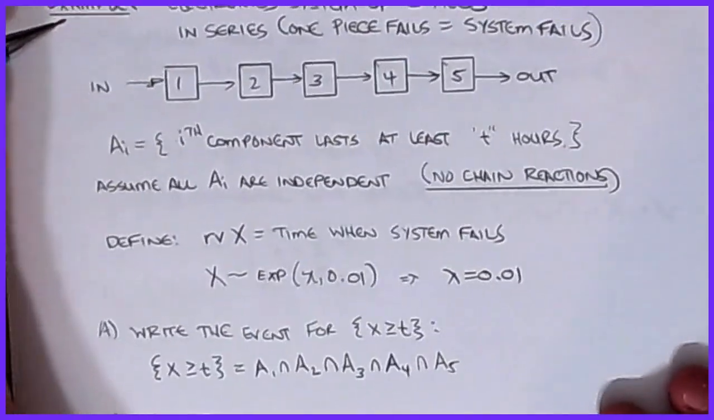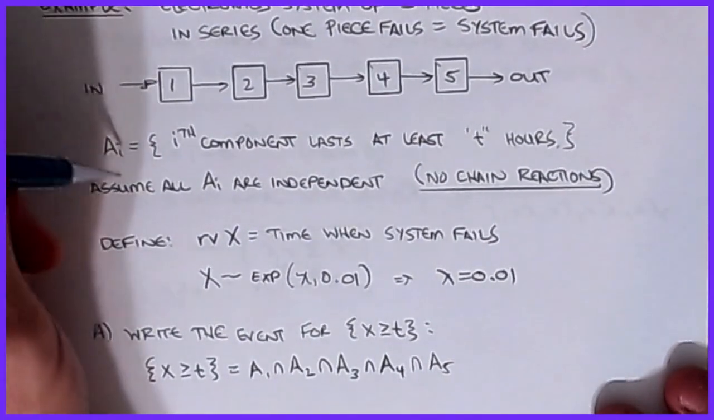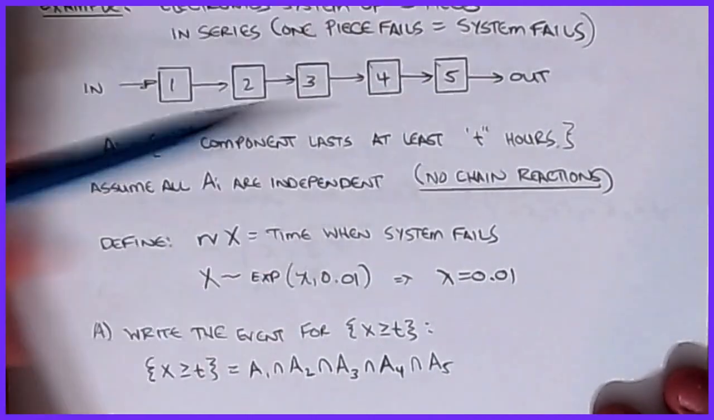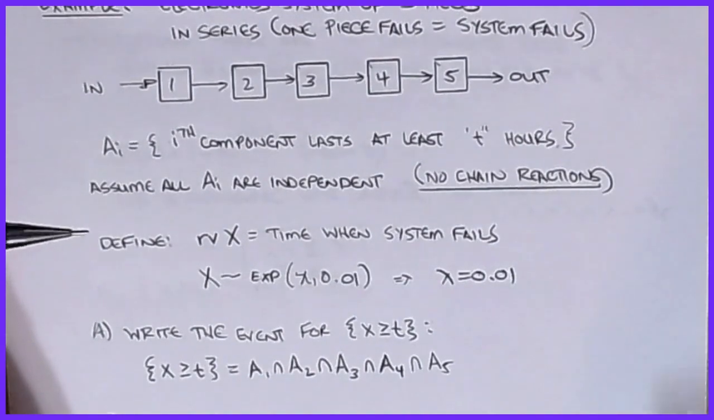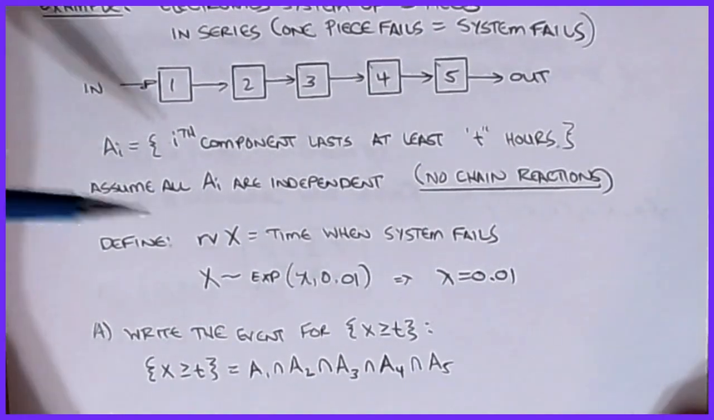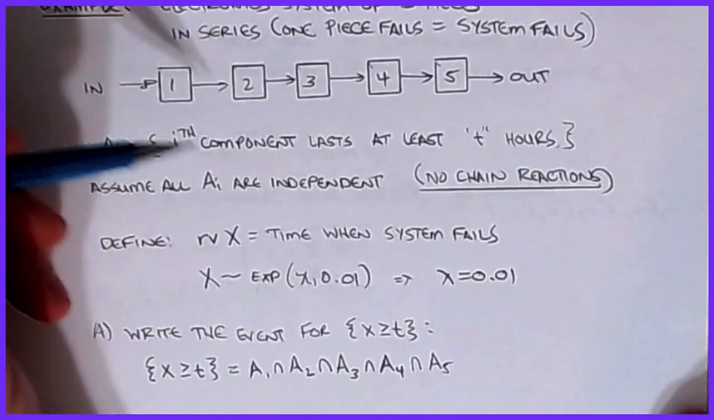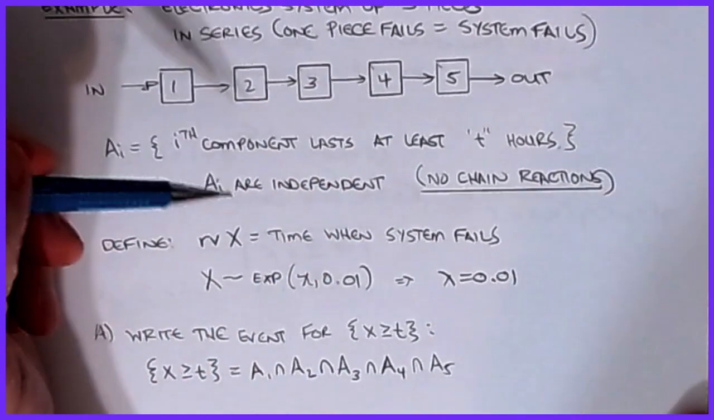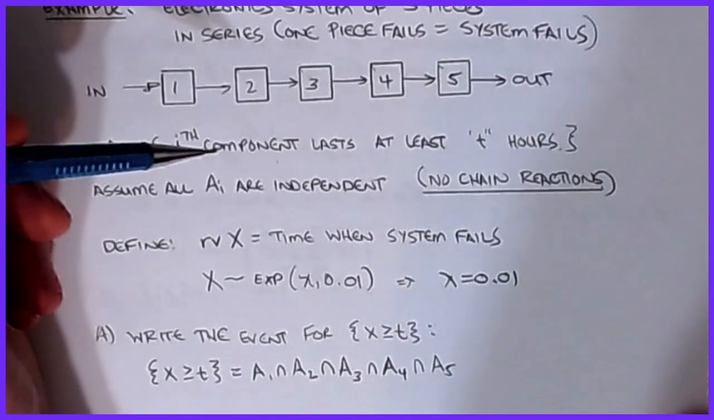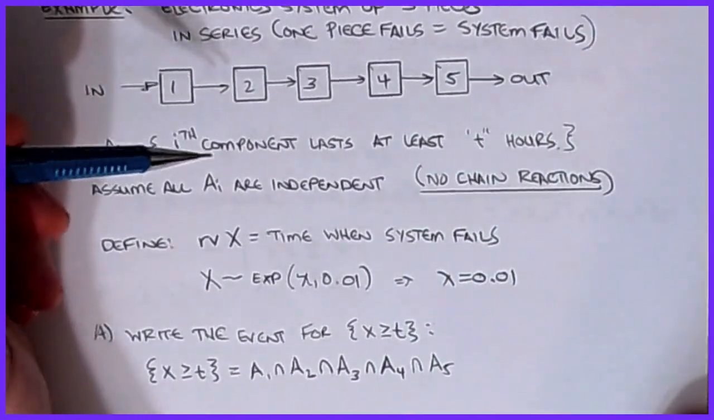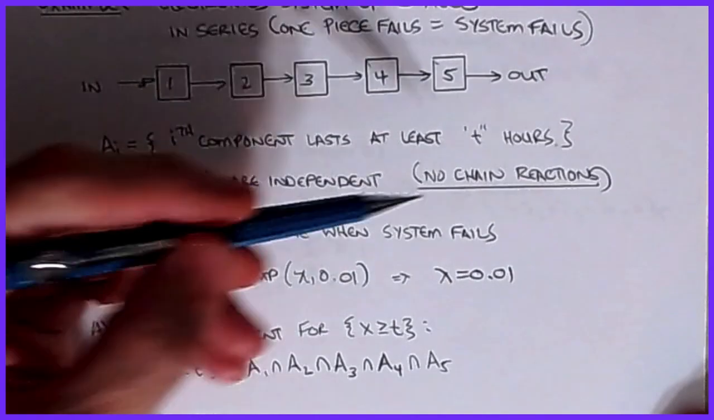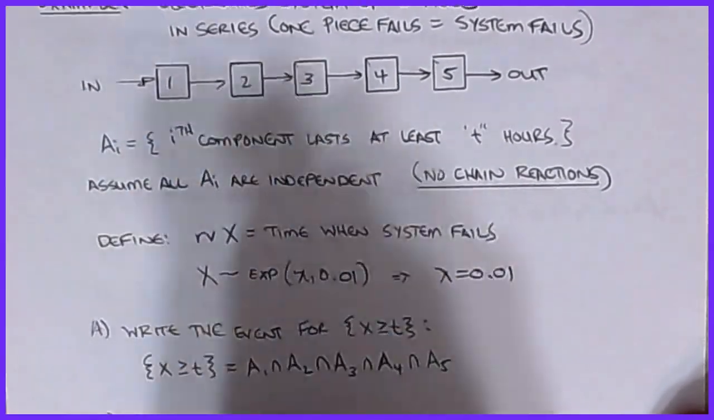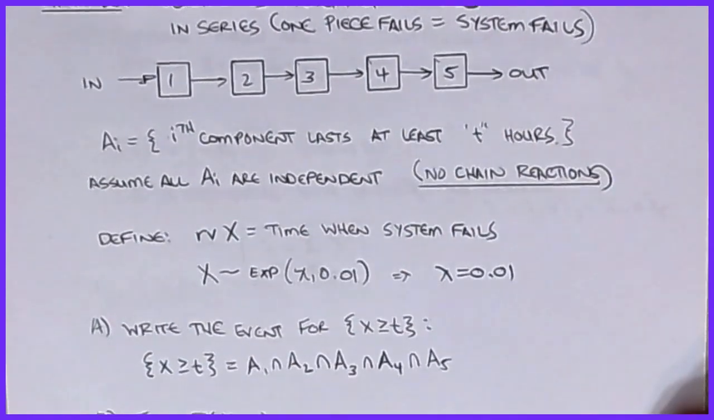What we want to know is we're going to define an event A sub i being the scenario where the ith component lasts at least t hours. That is kind of an expected life problem. We're going to assume that all of our A_i are independent, meaning that if this one fails, it doesn't automatically blow out all the others. So we have no chain reactions. In a physical setting, generally we can't necessarily make this assumption, but just for the sake of the math and showing some of the properties of this distribution, I wanted to eliminate it as a possibility.